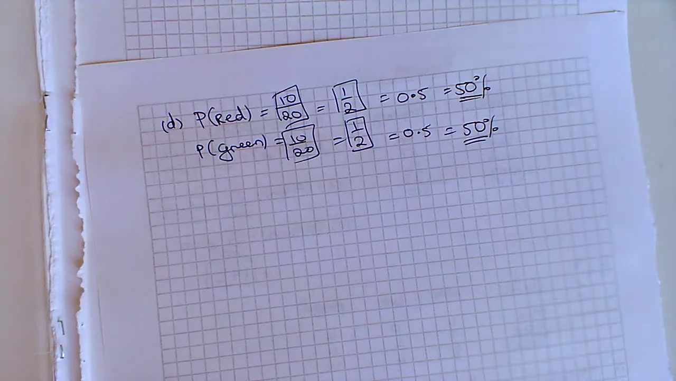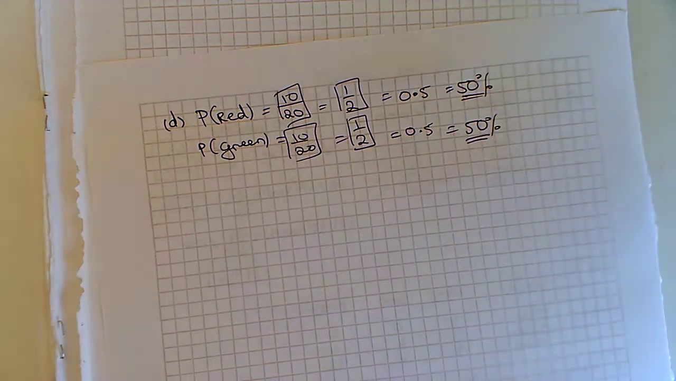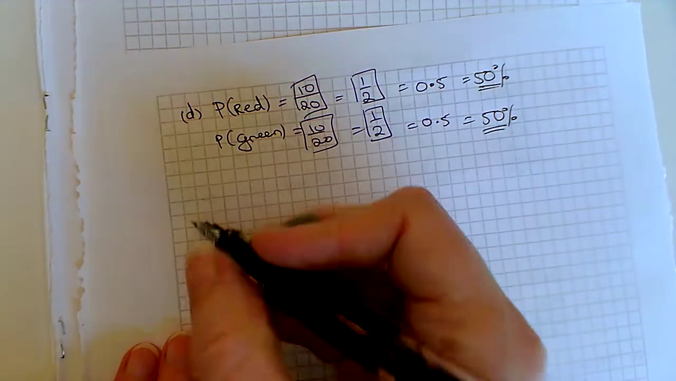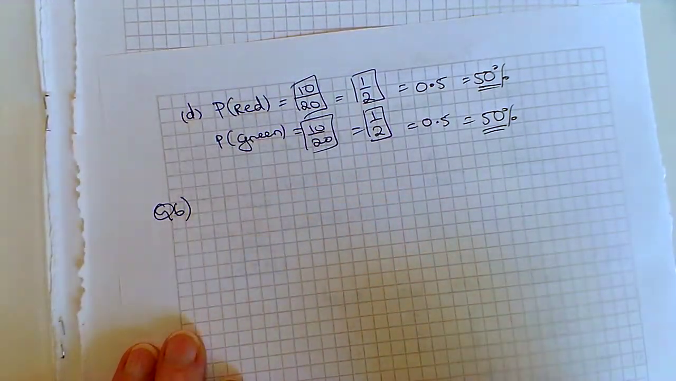But because we kept putting them back, there was always a chance that you'd pick the same sweet out more than once. So that was an important point there. Right, let's look at question 6 then. Question 6 was a little bit more difficult.